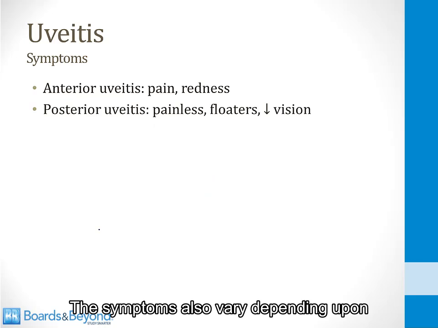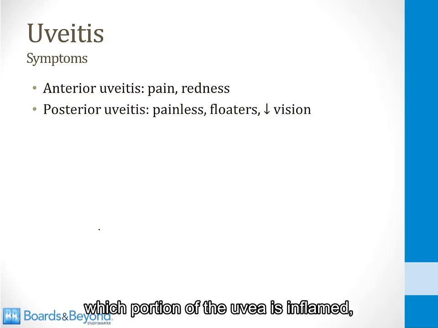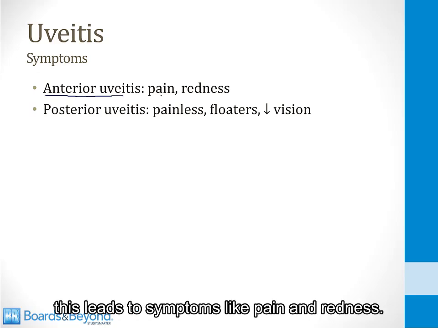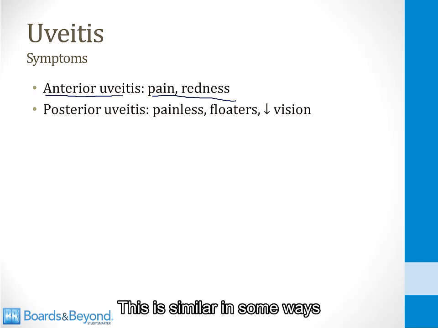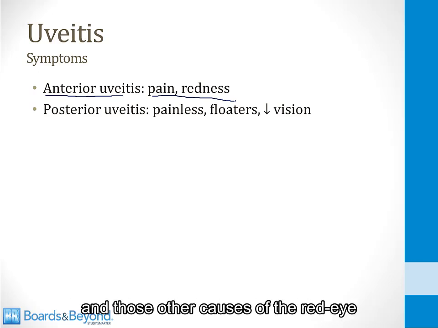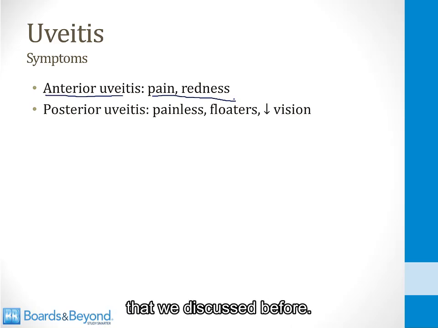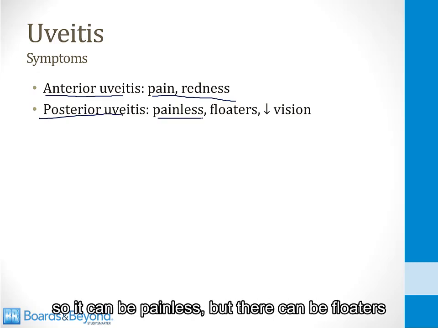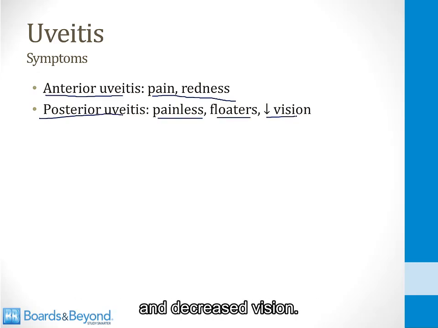All these varied terms are used because the uveitis can involve different portions of the uvea. The symptoms also vary depending upon which portion of the uvea is inflamed. So if the anterior uvea is inflamed, this leads to symptoms like pain and redness. This is similar in some ways to scleritis and conjunctivitis and those other causes of the red eye that we discussed before. If there's posterior uveitis, this often presents with vision problems, so it can be painless, but there can be floaters and decreased vision.